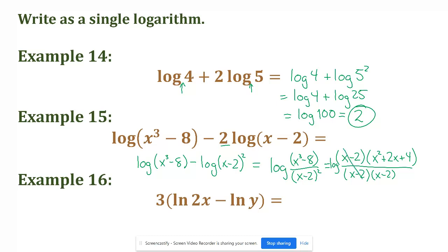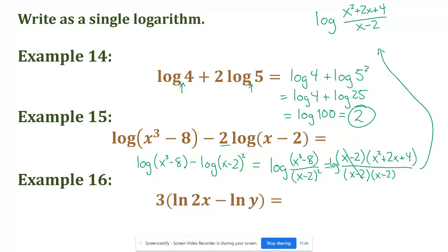So my final answer, and I'm going to write it up here so I have a little more space, is log, and there's no little number, so it's log base 10 of x squared plus 2x plus 4 over x minus 2. So I can't really go any further than that, but I was able to simplify it quite a ways. Last one.